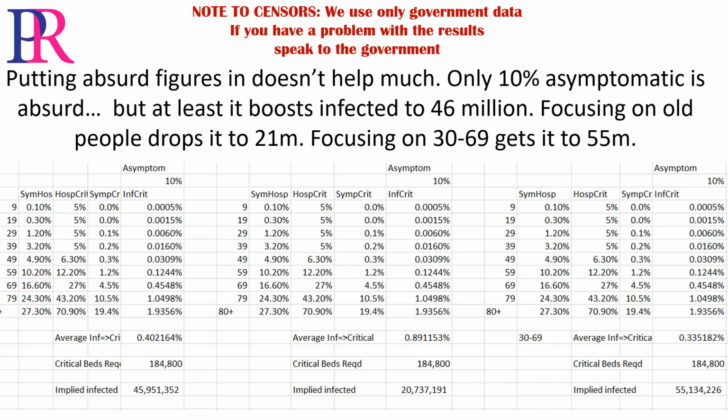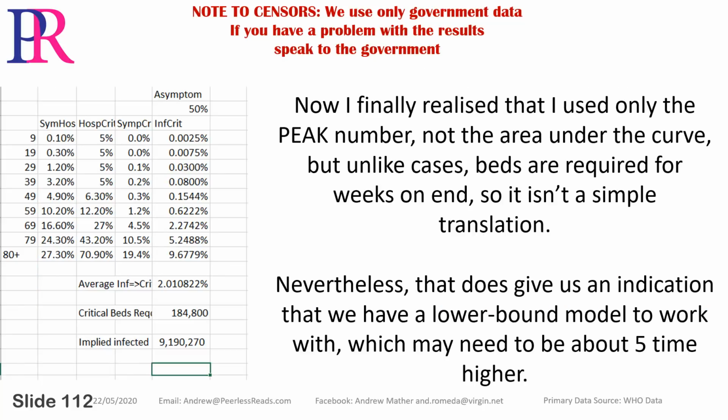Only 10% asymptomatic is absurd, but at least it boosts infected to 46 million. Focusing on old people drops it to 21 million. Focusing on 30 to 69 gets it to 55 million. Now I finally realised that I used only the peak number, not the area under the curve. But unlike cases, beds are required for weeks on end, so it isn't a simple translation.